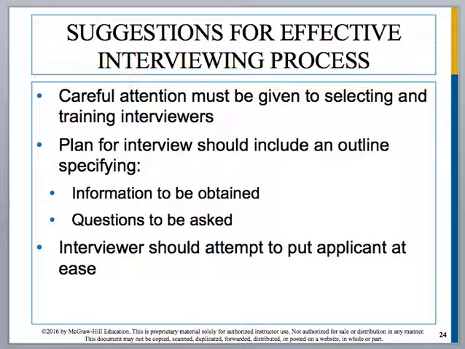And as the interviewer, you should attempt to put those individuals that you are interviewing at ease. Make them feel comfortable. Make them feel welcome. Help reduce their stress and anxiety, because you do know that there is some stress and anxiety.